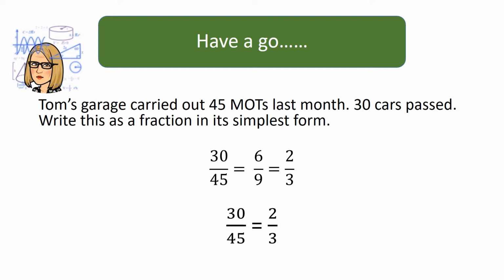You might look at 30 over 45 and realise that actually both 30 and 45 can be divided by 15. 30 divided by 15 is 2, and 45 divided by 15 is 3. And that would get you to 2/3 quicker. But it doesn't matter which way you go, so long as you end up with 2/3, because that's what that fraction is in its simplest form.